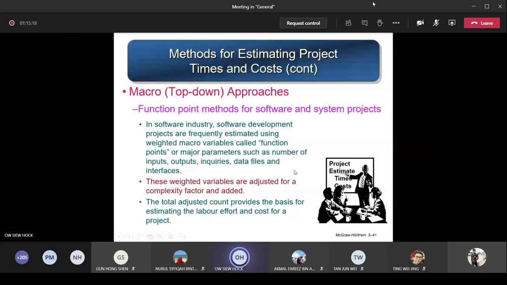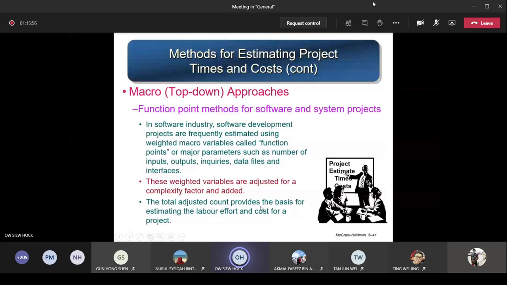In the olden days, people liked to use this approach. They define the software development into what inputs you have and how many, how many outputs you produce, how many inquiry statements you produce, how many data files you need, and what the interfaces are. By counting the number of inputs, outputs, and so on, you multiply with the weightage, the weight. These weighted variables are adjusted for complexity. It means how complicated the interface is, how complicated the input, the output, the inquiry, the data file, and so on. So you multiply the weightage to represent its complexity, and then you add up all these values.